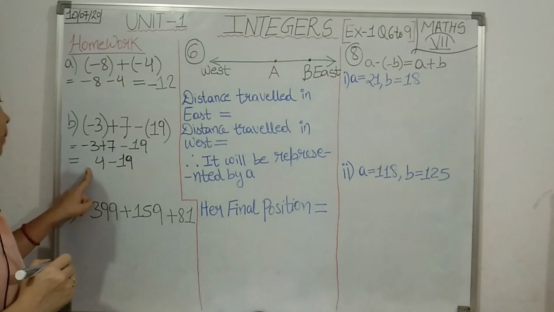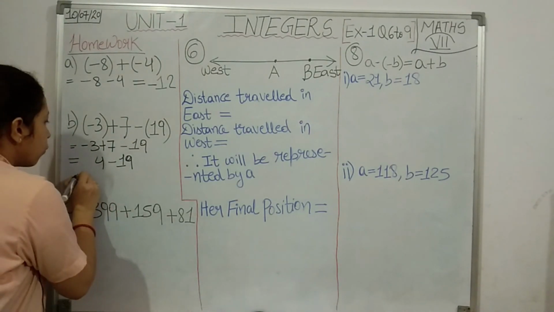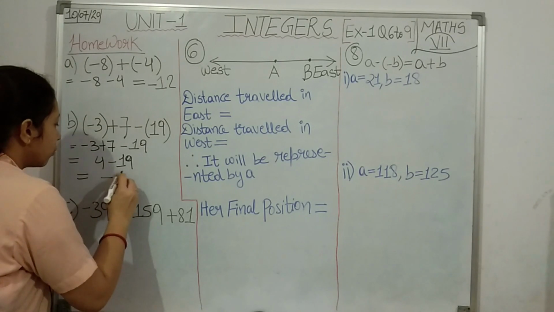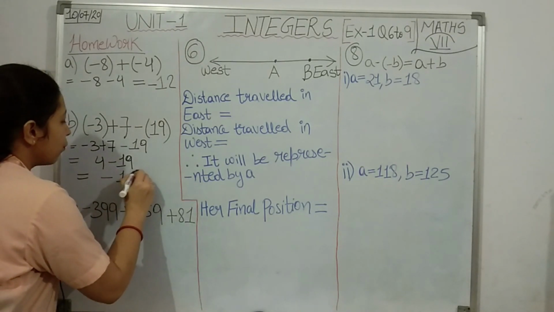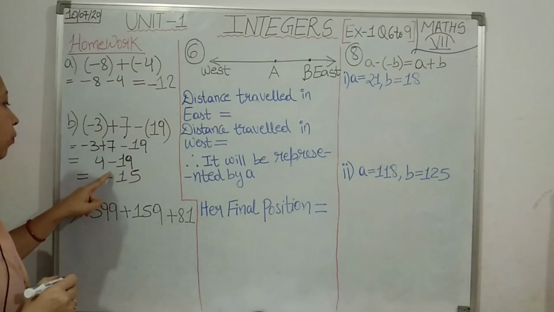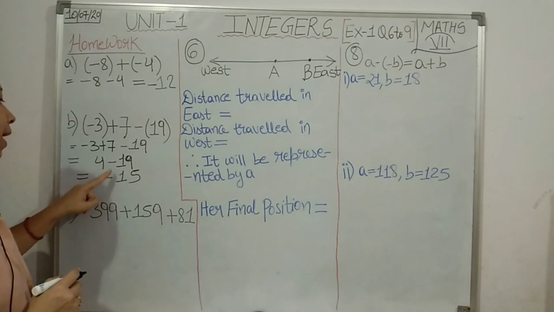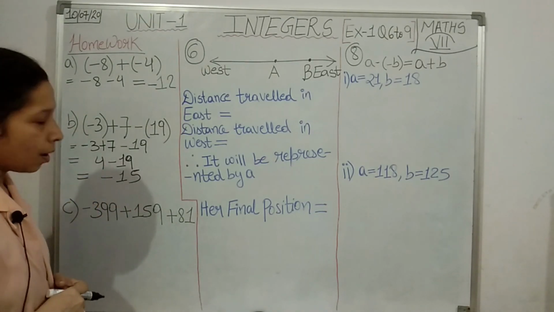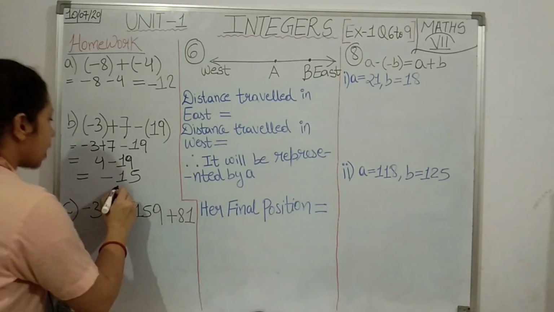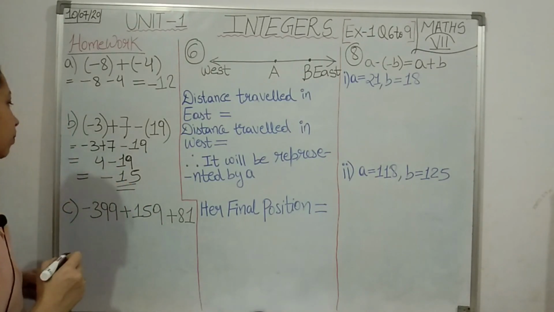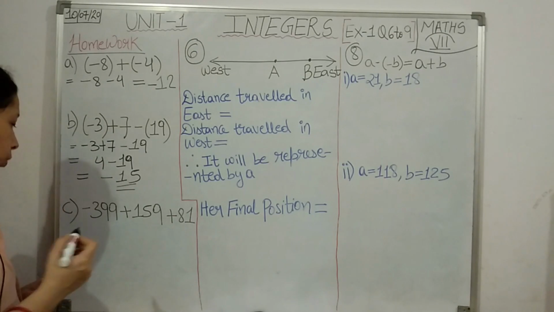Then plus minus minus, so 19 minus 4 you will get 15. Okay, why -15? As 19 is the greater number with minus sign, so in the answer also we are going to write the minus sign. Okay, so its answer is -15. Okay, part 3, question number 3.